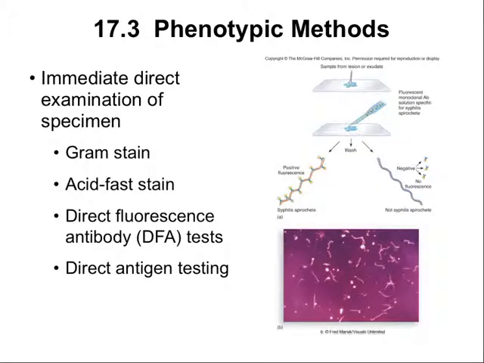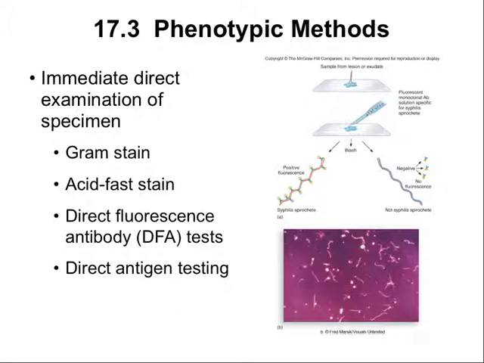Under phenotypic methods, we can make immediate direct examination of a specimen using gram stains or acid-fast stains or direct fluorescence antibody tests, maybe even direct antigen testing. The staining techniques that are most often employed are the gram stain and the acid-fast stain. They're useful, but they don't work on all organisms. DFA tests, or direct fluorescence antibody tests, highlight the presence of microbes by labeling antibodies on their surface. These are useful for bacteria like the syphilis spirochete that cannot be readily cultured in the lab.